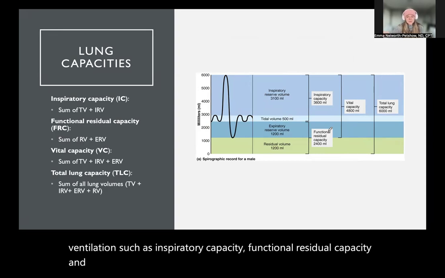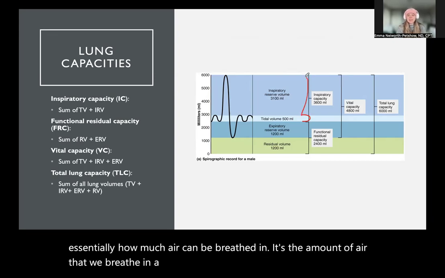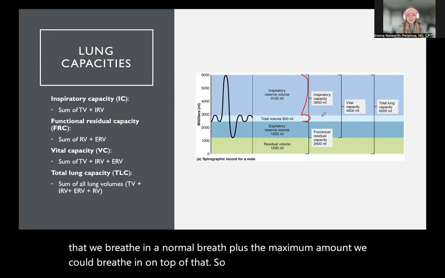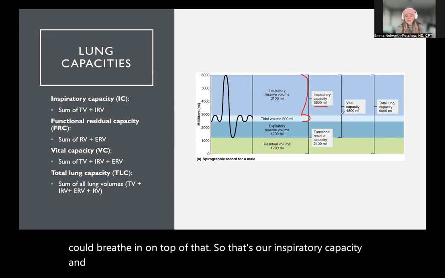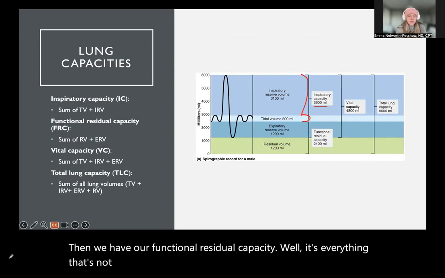So, for instance, inspiratory capacity is essentially how much air we can breathe in. It's the amount of air that we breathe in a normal breath, plus the maximal amount we could breathe in on top of that. So that's our inspiratory capacity. And this has standard normals, again, for an average AMAB individual. Then we have our functional residual capacity. Well, it's everything that's not included in the top portion of our curve.